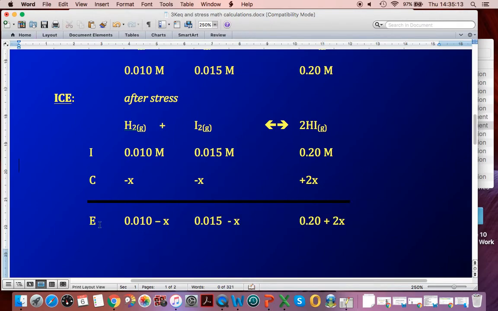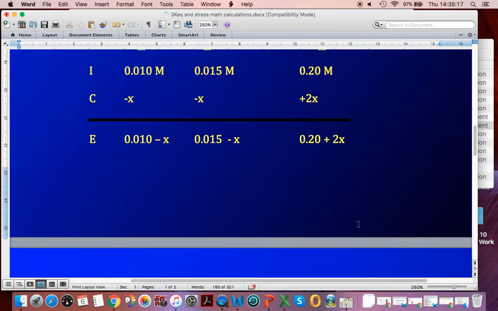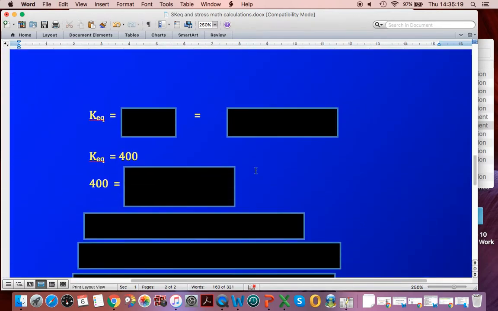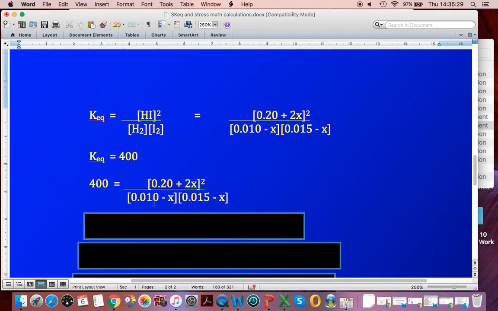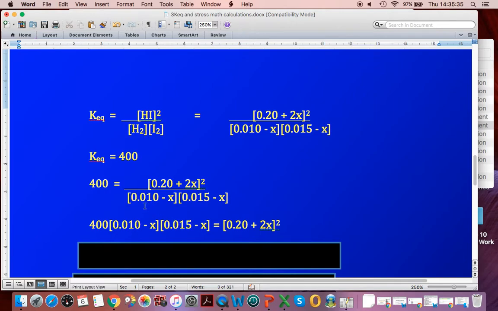But we now have these equilibrium values that we can plug into our Keq expression. So here we have our Keq expression again. And we plugged in our numbers, and we know that has to equal 400. Unfortunately, we don't get a perfect square on both sides. So we have to expand things out. So this denominator hops the other side. Now we're going to FOIL and multiply by 400.